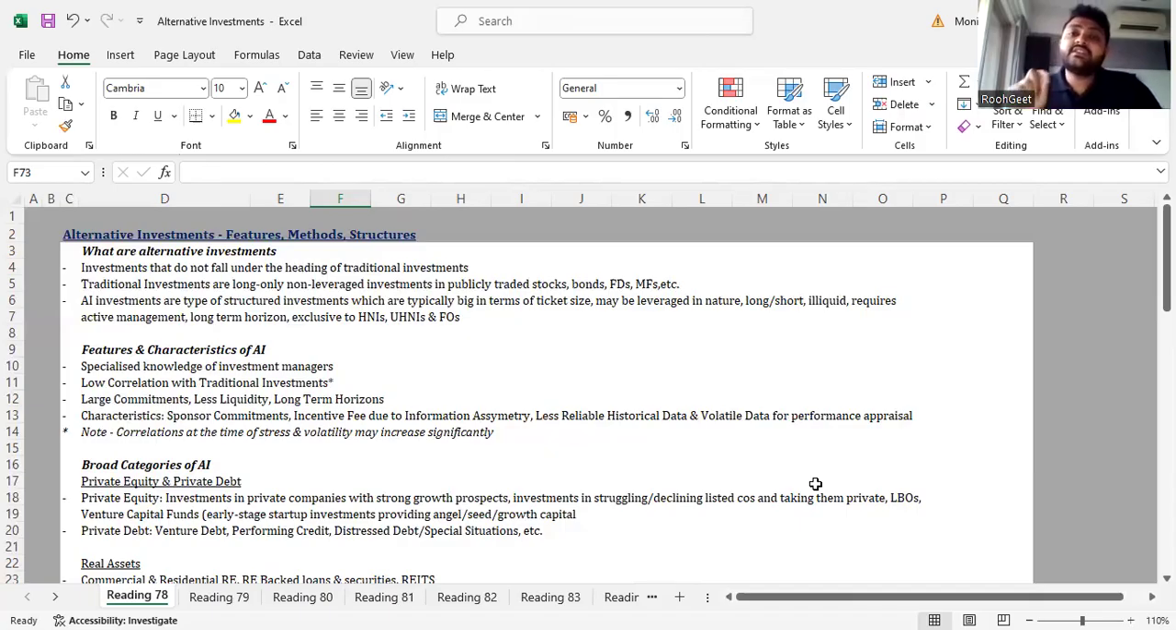Alternative investments are generally structured in nature. Structured ka matlab kya hai? Structured ka matlab ye hai, there are very few alternative investments which are direct in nature. But to give you a blunt answer of what alternative investments are: private equity, venture capital, private credit, commodity based investments, then we can say digital assets, like cryptos and everything. These asset classes come under alternative investments.